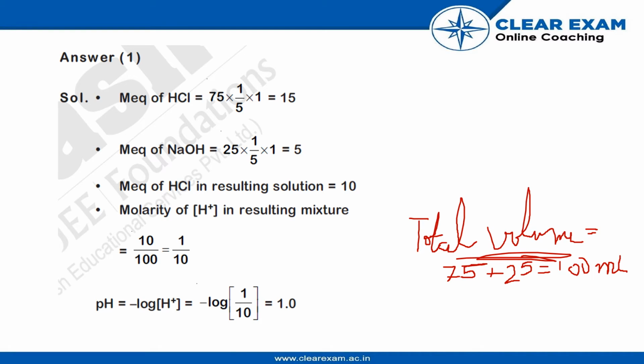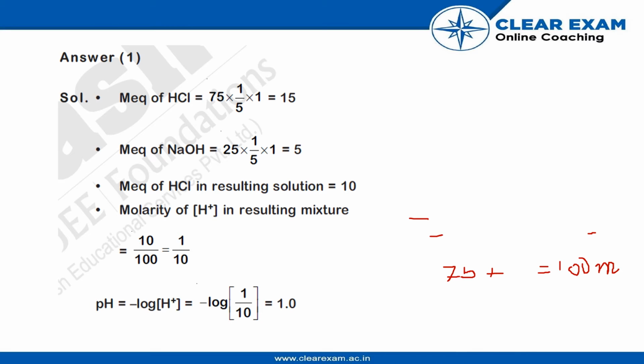Then we know that the number of mmoles of HCl is 75 ml into M/5. The mmoles of HCl is 75 multiplied by its molarity 1/5, which gives 15 mmoles of HCl, and similarly we get 5 mmoles of NaOH.